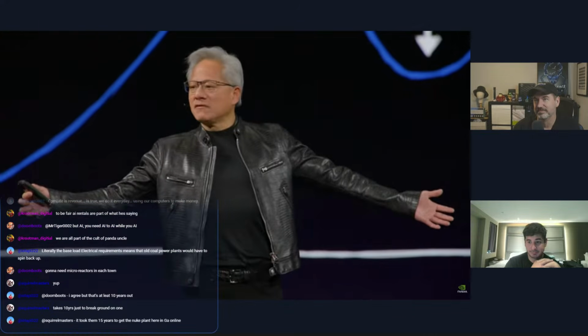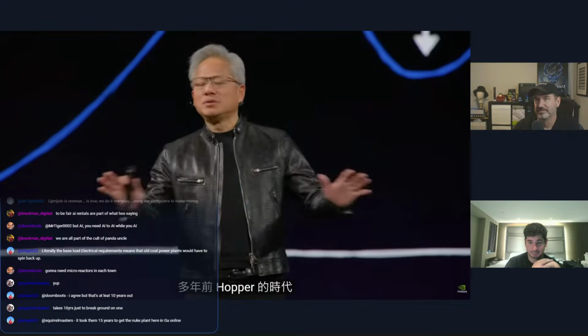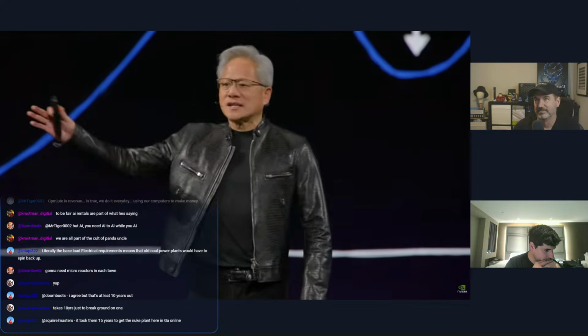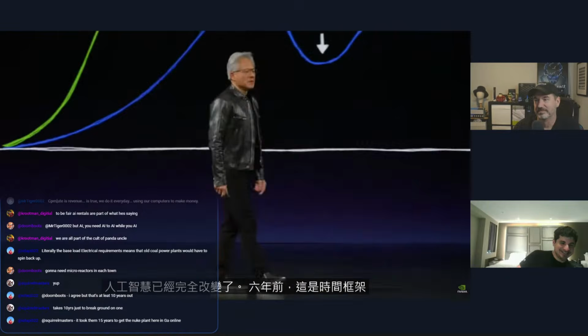And lastly, the lifetime of these systems. The software's changing all the time. 4 years ago, which is the time of Hopper, AI has completely changed. 6 years ago, this is the time frame of Ampere.